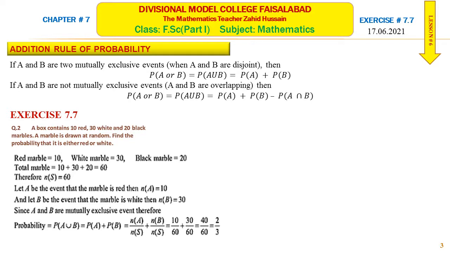So the probability of the two events combined, in which the marbles are either red or white, where the word "or" is used, we will use the sum rule or addition rule. We will add the probability of this event and the probability of this event to find the probability of these two combined events.